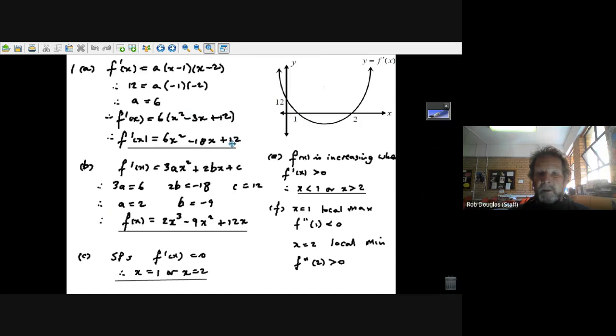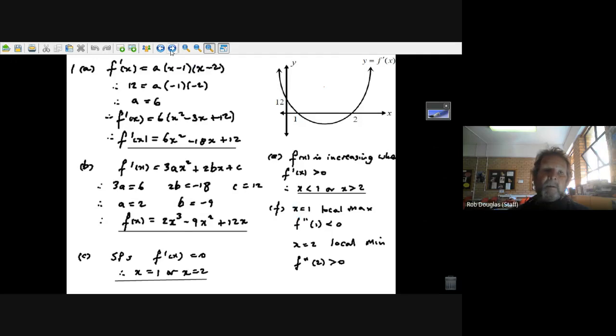Well, you're kind of looking at it right here. It's increasing when x is less than 1 or greater than 2. It's increasing where f prime of x is positive. And it's decreasing in between 1 and 2. But it's increasing when x is less than 1 or x is greater than 2.